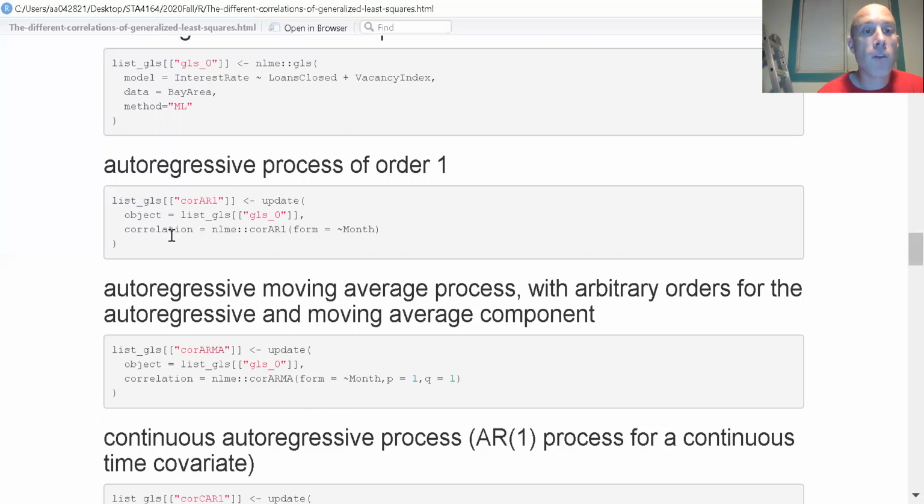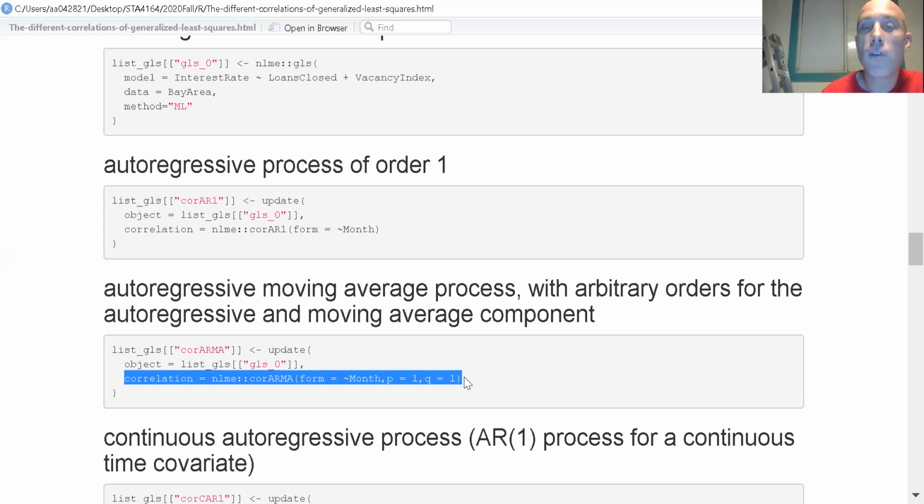And so you'll see, just like in autoregression 1, I set the parameter to correlation AR1. Now, something I need to point out is that I'm using the update function. I'm taking the update function, I'm passing my baseline model, and then I specify what has changed about that model. What do I want different?